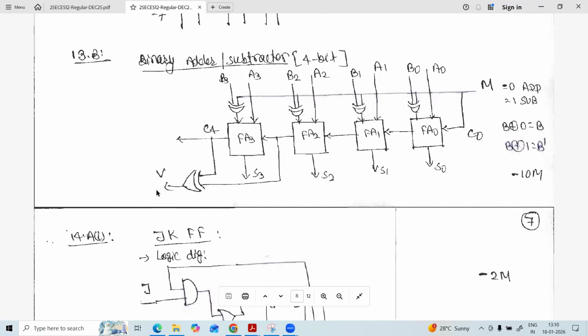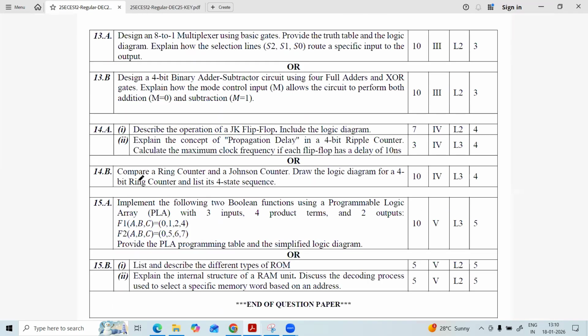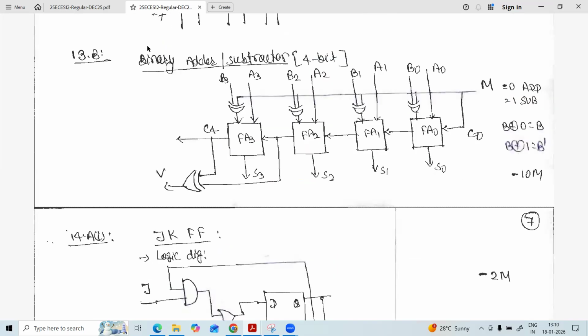Next, this is question 13B, which is very easy. We have to design the 4-bit binary adder-subtractor. The same circuit is going to act as the adder as well as the subtractor. We have to use 4 full adders and XOR gates, and explain the operation: when M equals 0, addition, and when M equals 1, subtraction. This one is very easy, but fewer people have attempted it.